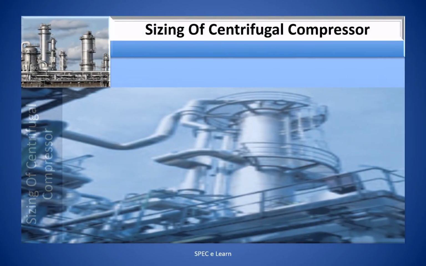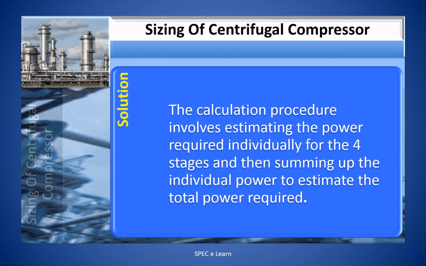Now the solution part. The calculation procedure involves estimating the power required individually for the 4 stages and then summing up the individual power to estimate the total power required. If you have a process simulation package with you, you can solve the flow sheet. But the idea behind giving you the manual calculation procedure is to understand the stepwise calculations the black box is doing. Believe me, if you want to understand the process simulation effectively, you need to know the nitty-gritty of the calculations.